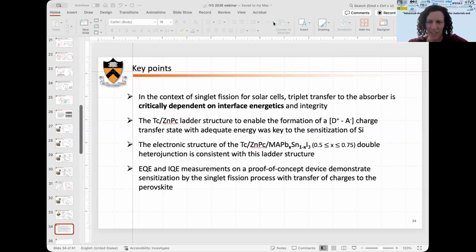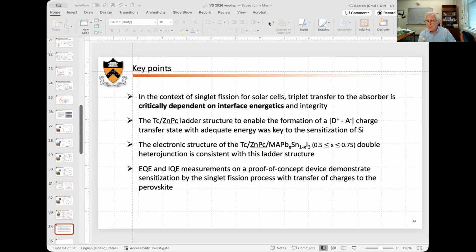Any more questions? Well, I have one. How do you choose the perovskites you're going to use? And is there a way around using lead as part of the perovskite? Perovskites which are not lead based.